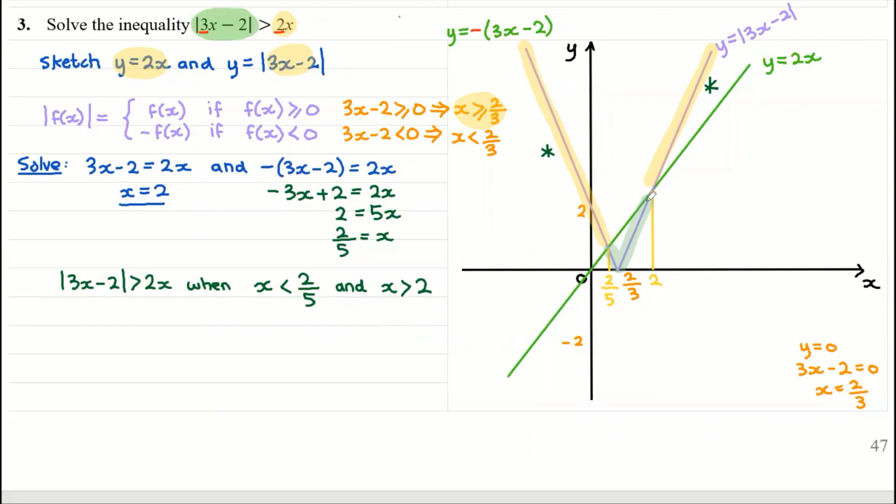So the final answer is 2 branches. So x is strictly less than 2/5 and x is greater than 2. If you're not sure whether you've got the right answer, pick an x value that is strictly less than 2/5, something easy like 0, and pick an x value that is greater than 2, put them into the inequality and check that they work. Okay, so that concludes the lesson on the modulus function.